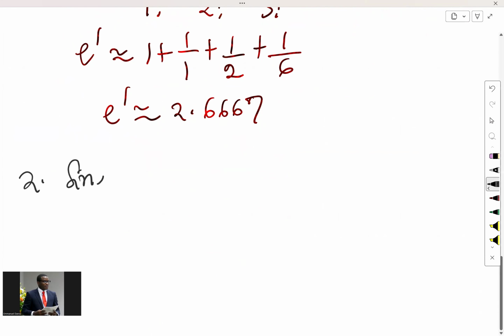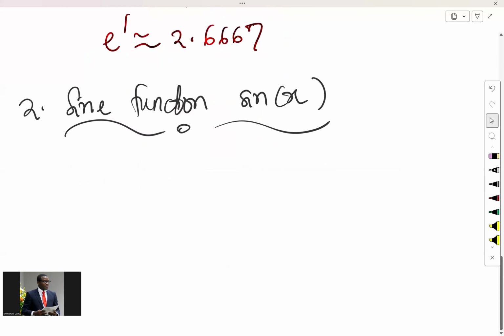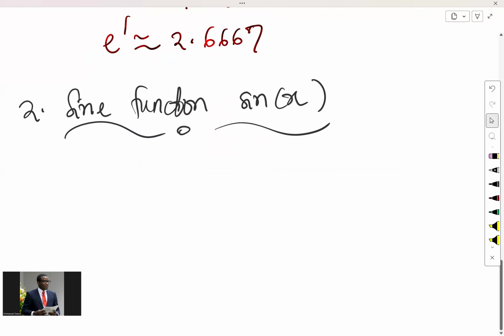Sine function, which is sine x. Of course, I'm not sure, we did this in the last video, but I'm just stating the power series here.